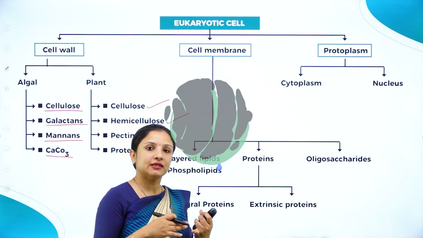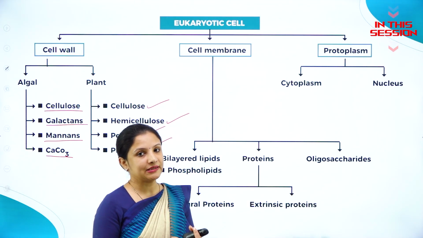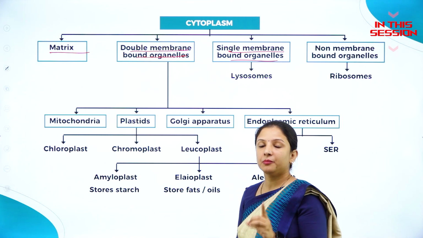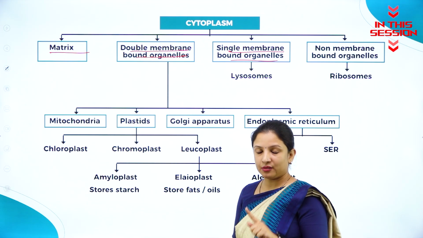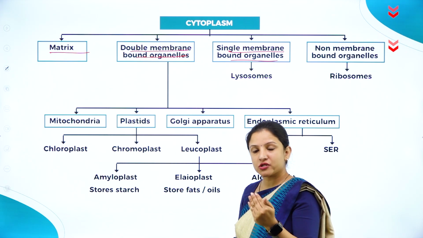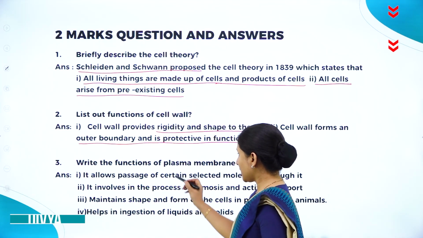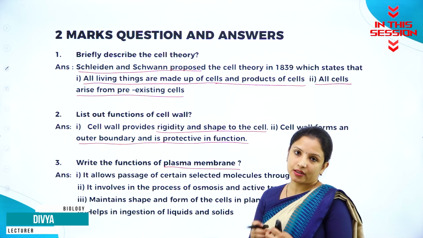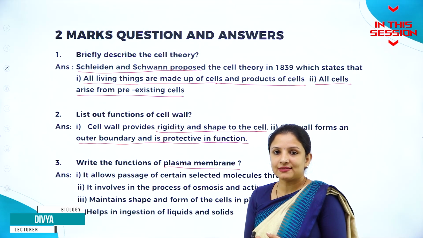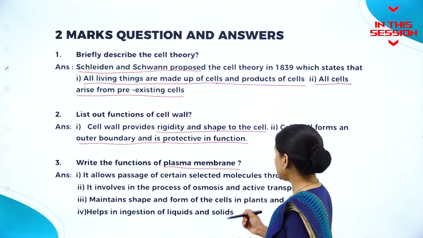Cell membrane is present in plants, algae, as well as in animals. Ribosome is the only non-membrane bound organelle that is present in the eukaryotic cell, because eukaryotes are distinguished in two ways. Functions of plasma membrane: it allows passage of only certain selected materials. That is why plasma membranes are selectively permeable in nature.